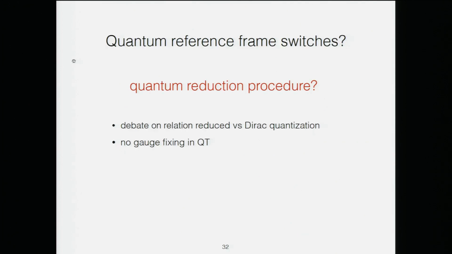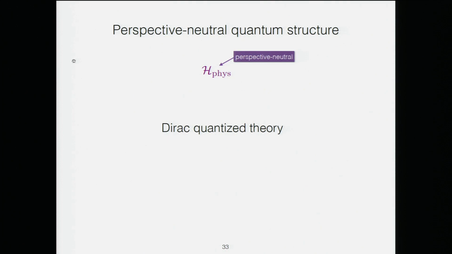There has been a lot of debate about the relation of the two. Let me just quickly show you how to do that in this example. One thing is that classically the reduction involves fixing gauge symmetries, and this is something that in the quantum theory you cannot do, because the physical Hilbert space is already gauge invariant. There's no more gauge fixing there, so we have to proceed differently, and that's the main step. So we start with a perspective neutral Hilbert space.